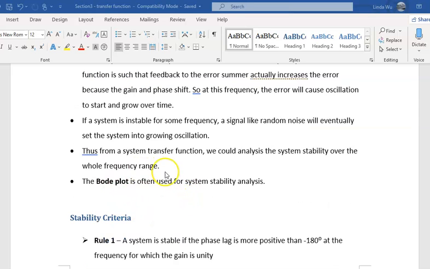The tool we use for this analysis is the Bode plot. The Bode plot is often used for system stability analysis. You can see here we connect to the previous material: we want to draw the Bode plots using MATLAB or by hand, and it will be a tool for system stability analysis. Also, once we do the system tuning, Bode plots are one method we can use to do the tuning.